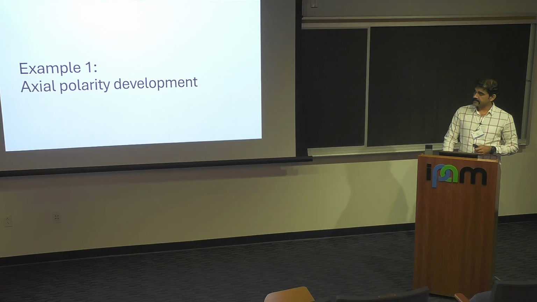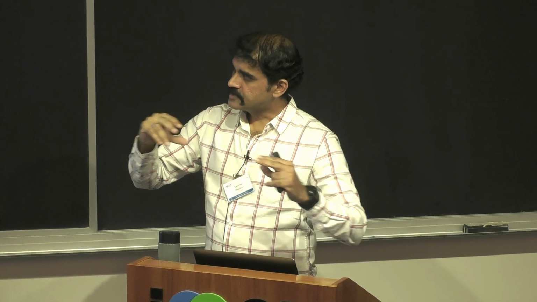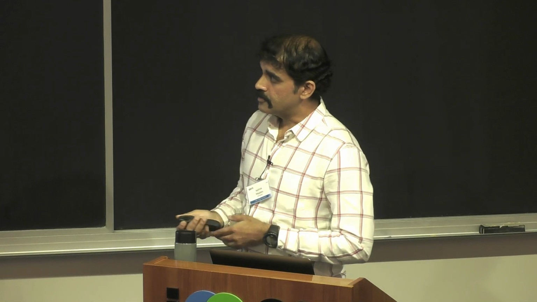The first example is axial polarity development. So as you saw in the video, as the frog embryo develops, at the end of the gastrulation stage, you saw a sort of a bump at one end. So that's the axial pattern. So that bump develops on one pole of the embryo, but not on the other pole. So that's the stage where the embryo knows that there is an anterior pole and a posterior pole.